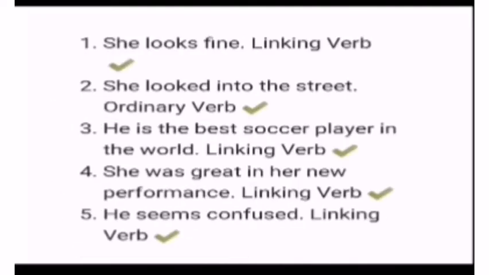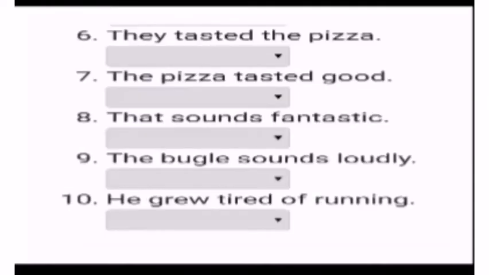Let's check our answers. So the correct answers are here. She looks fine, linking verb. She looked into the street, ordinary verb. He is the best soccer player in the world, linking verb. She was great in her new performance, again linking verb. He seems confused, linking verb. Now let's have a few more. They tasted the pizza. The pizza tasted good. That sounds fantastic. The bugle sounds loudly. He grew tired of running. Note down whether it is a linking verb or an ordinary verb.